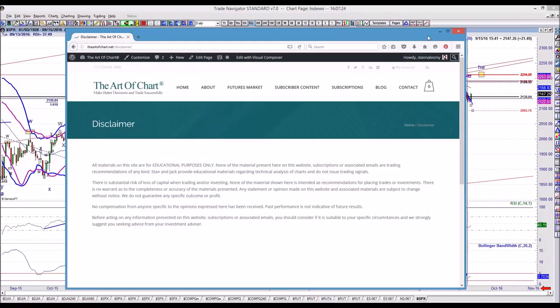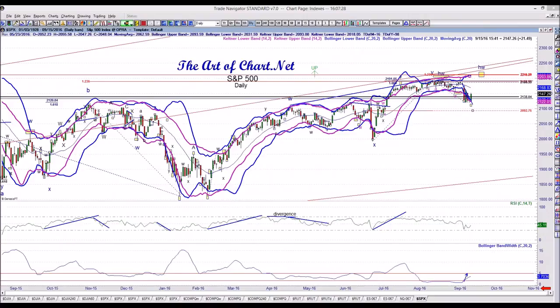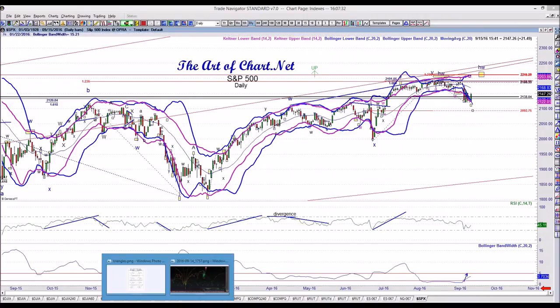So with that said, Jack, anything you want to add up front before I launch into triangles? Nope, let's go. Okay. Triangles.